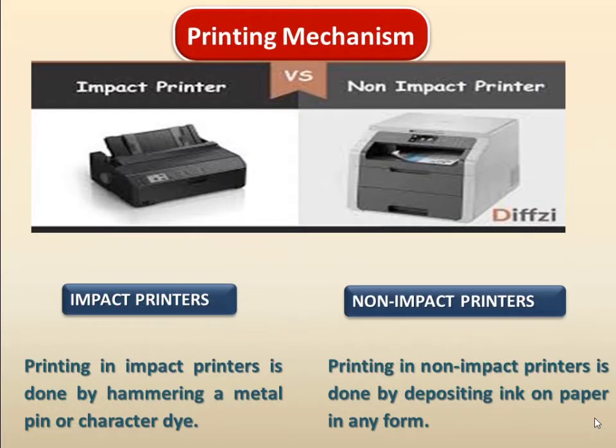Next is printing mechanism. If we talk about impact printers, printing in impact printer is done by hammering a metal pin or a character die. Whereas non-impact printers, printing in non-impact printer is done by depositing ink on paper in any form.